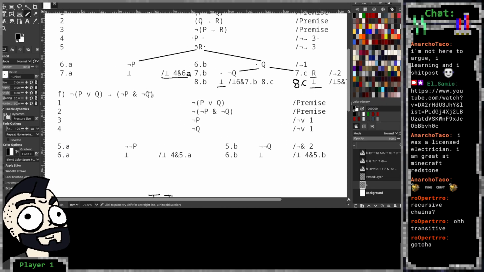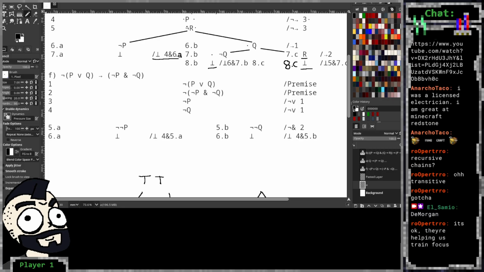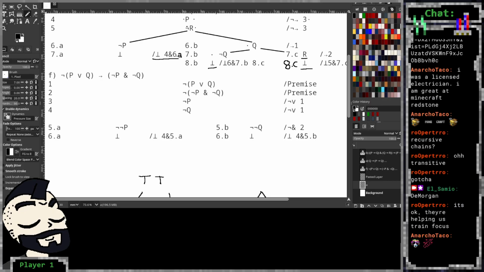Okay, next one. This is the first direction of a logical property called De Morgan. Let me type it in chat. Named after a mathematician called Augustus De Morgan, who did a lot of work with Venn diagrams.